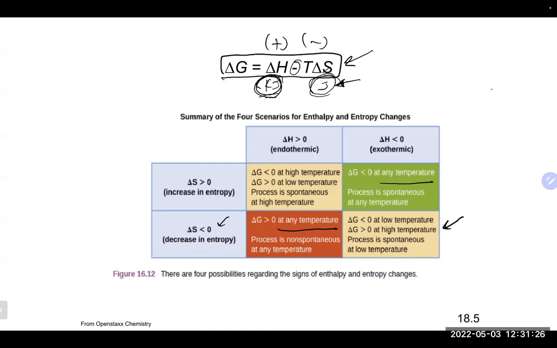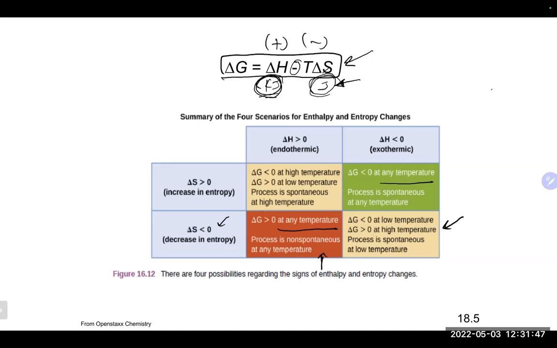So there's two situations where no matter what you do with the temperature, you're locked into it being spontaneous or non-spontaneous. If delta H is negative and S is positive, you're going to end up with a delta G that's spontaneous at any temperature. And again, the opposite there would be this box here.